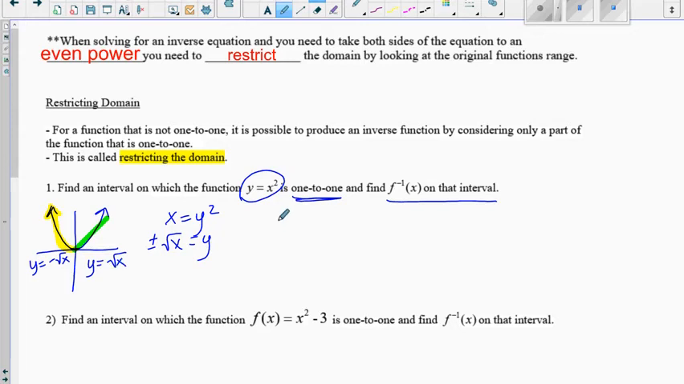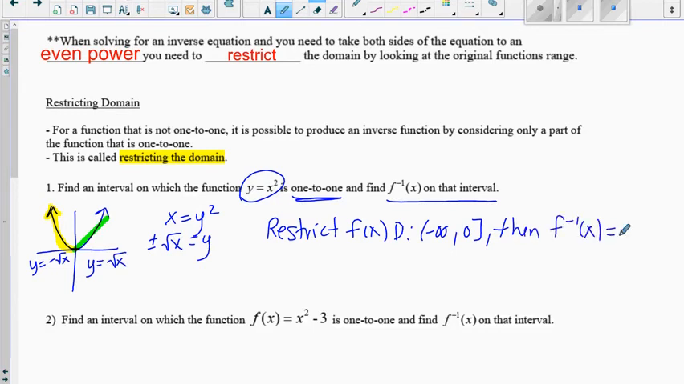So if I'm writing this out, I would say restrict f of x domain, and we're going to do negative infinity to 0 bracket. Then our inverse, so f inverse of x, would be equal to what we just said over here, the negative square root of x. So that's one possible answer.